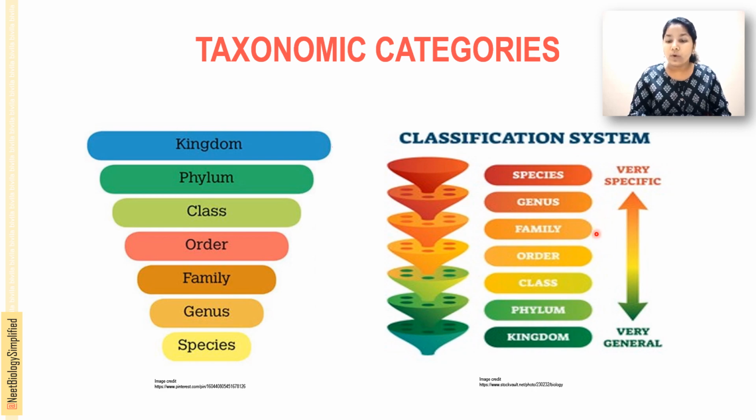But if we go to the higher category, they become general, because in the kingdom Animalia and kingdom Plantae, that is the animal kingdom and plant kingdom, you can see all the animals and all the plants. As we go to the higher category, similarities go on decreasing and become general. But if we go to the lower category, we can see more similarities and they are very specific.